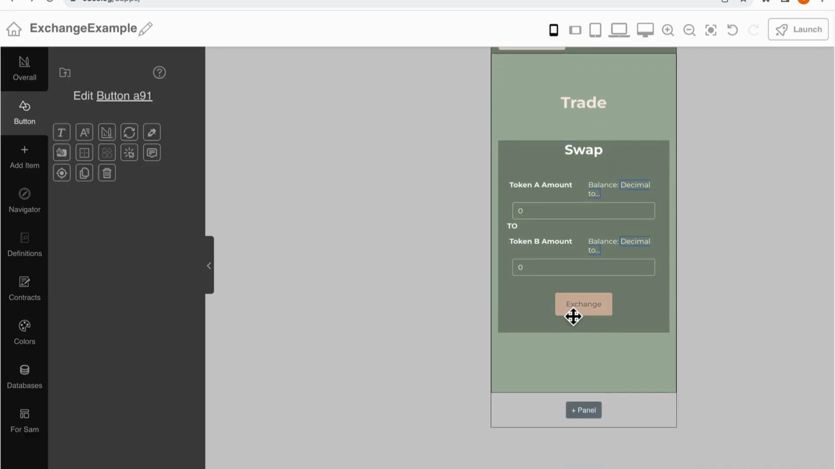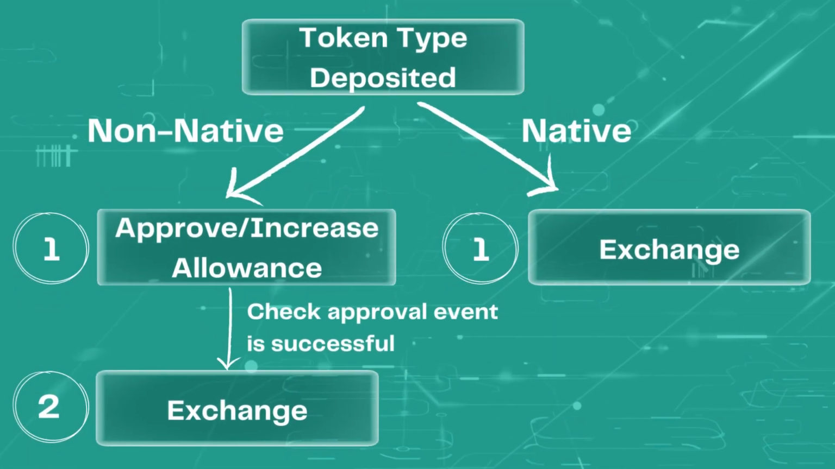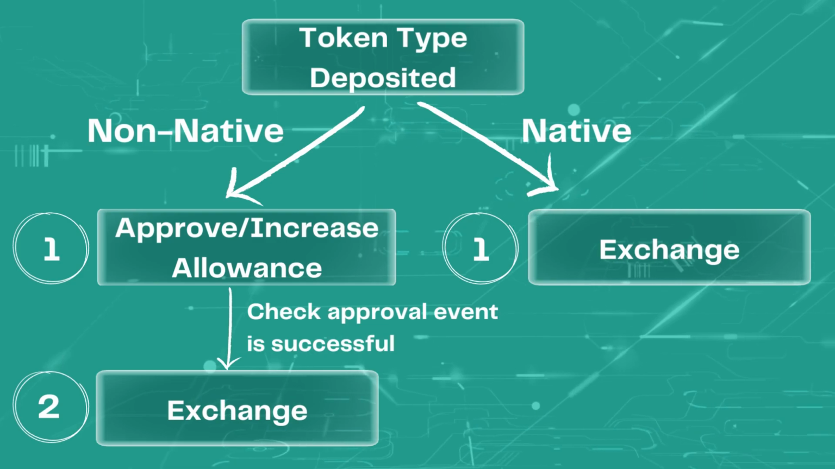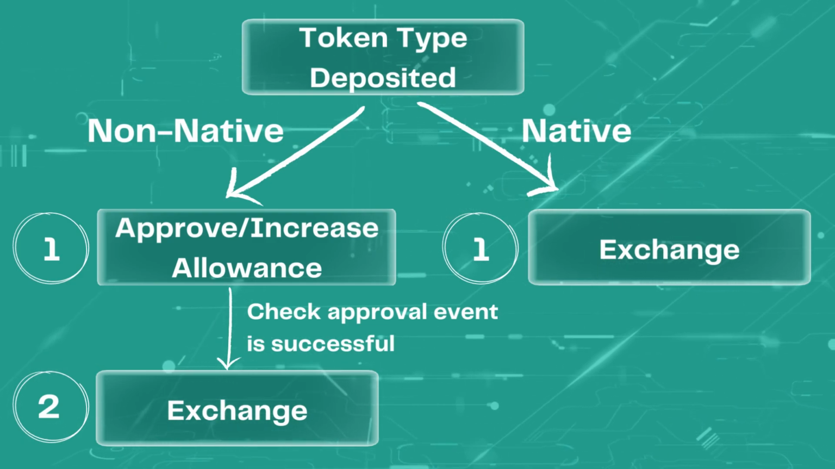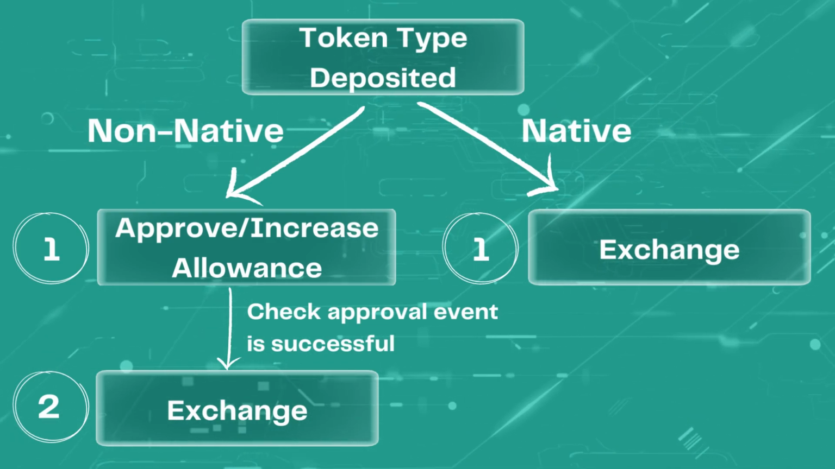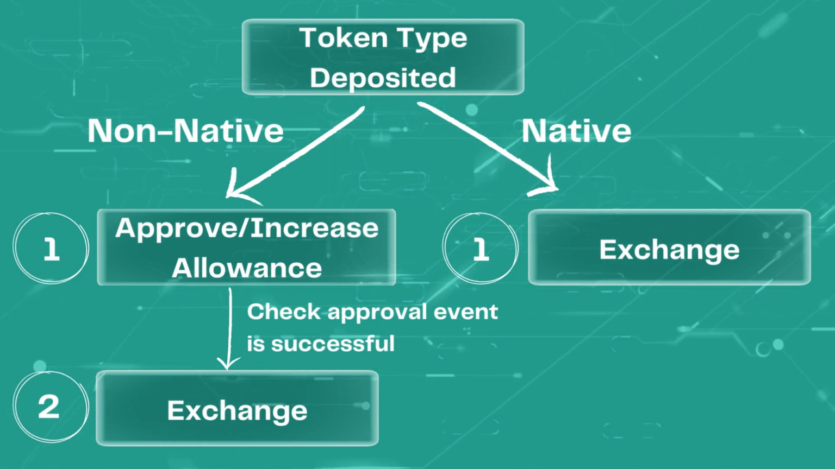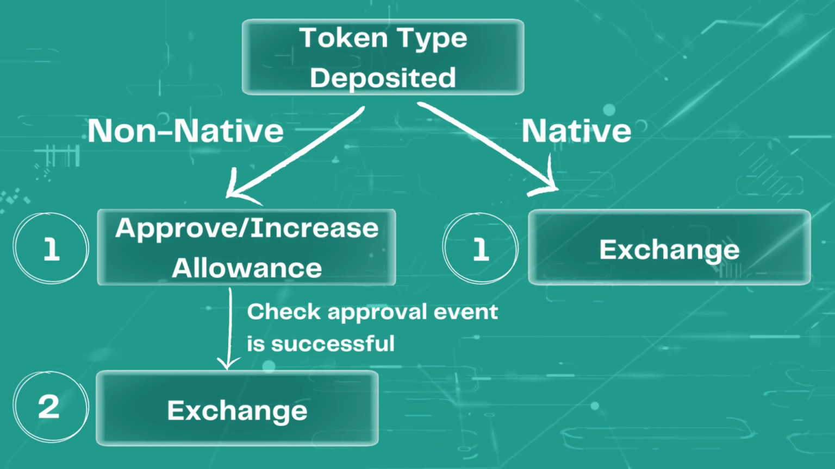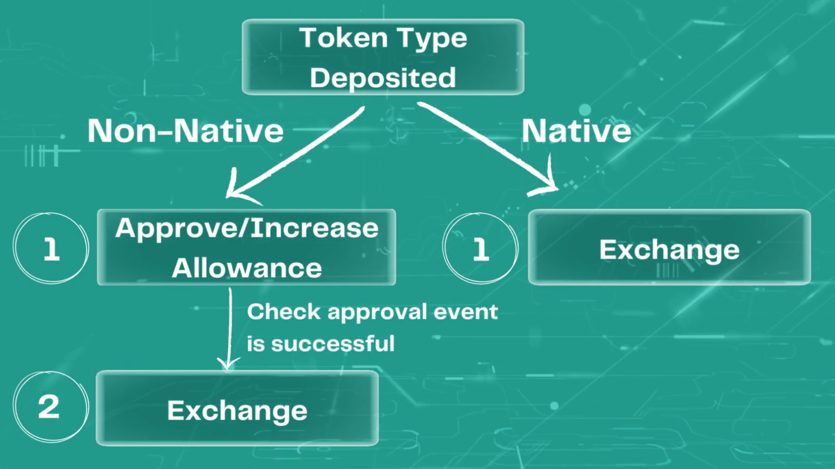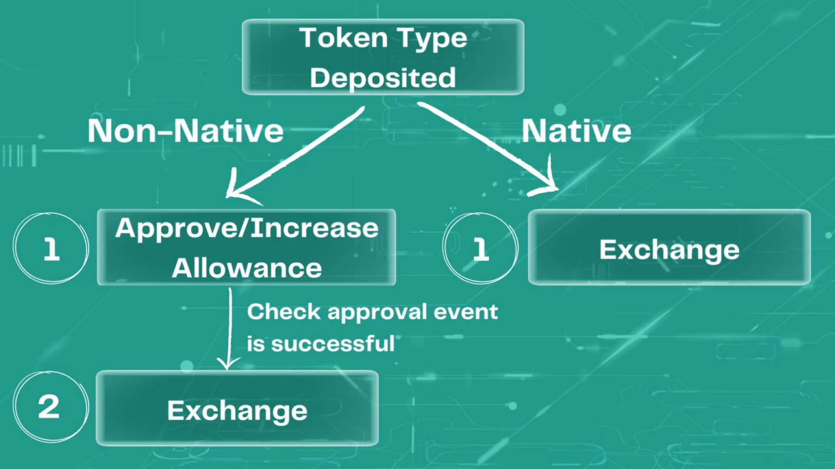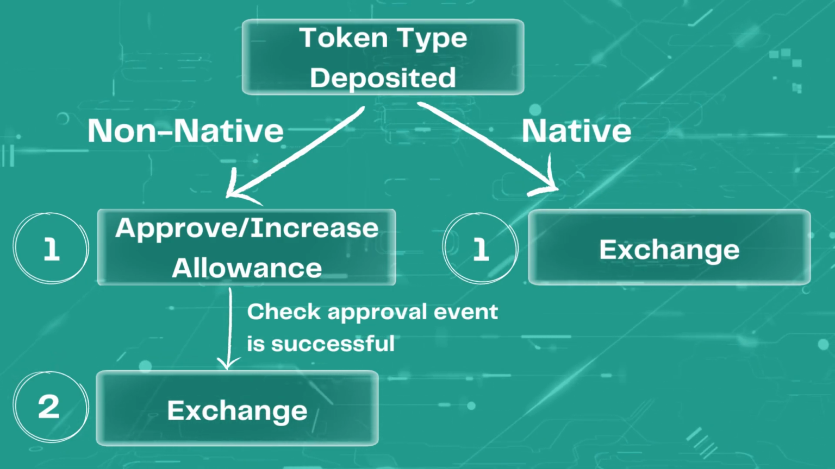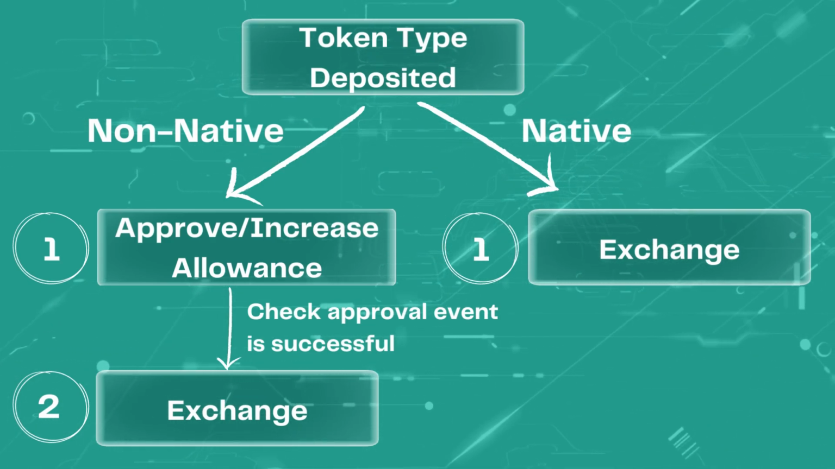Next, let us talk about the actual exchange function. Do check if you need to add an approve or increase allowance function before executing an exchange function. If your token is non-native and it is being sent into a contract, then you need the owner's permission to transfer their token into the contract and hence, need to either call the approve or increase allowance function that is found in the token contract.